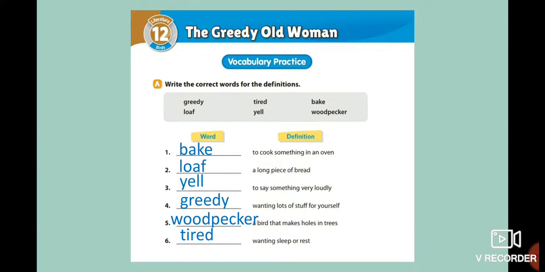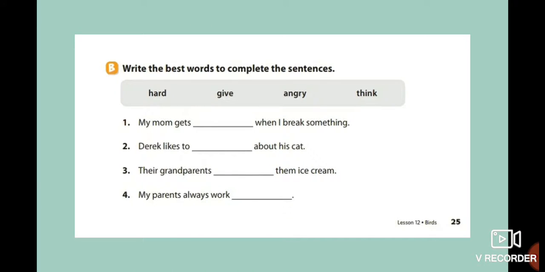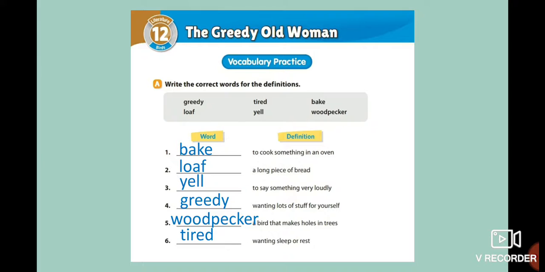So to cook something in an oven is to bake. A long piece of bread is loaf. To say something very loudly is yell. Wanting a lot of stuff for yourself, greedy. Birds that make holes in trees, these are the woodpeckers. And wanting to sleep or rest when you are tired.